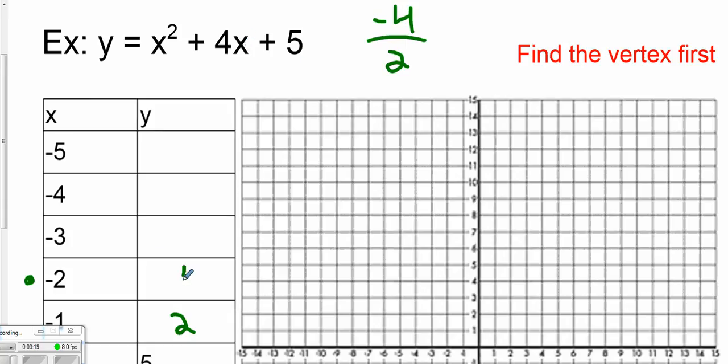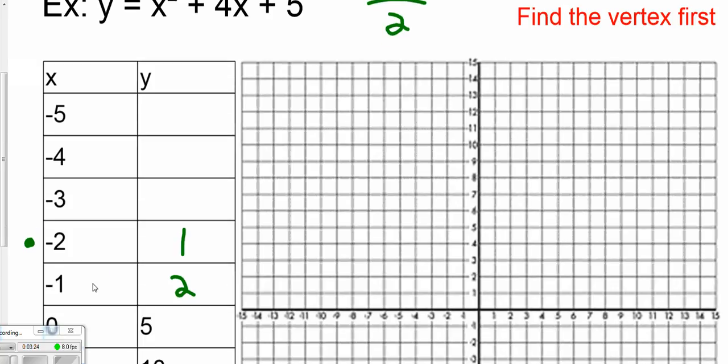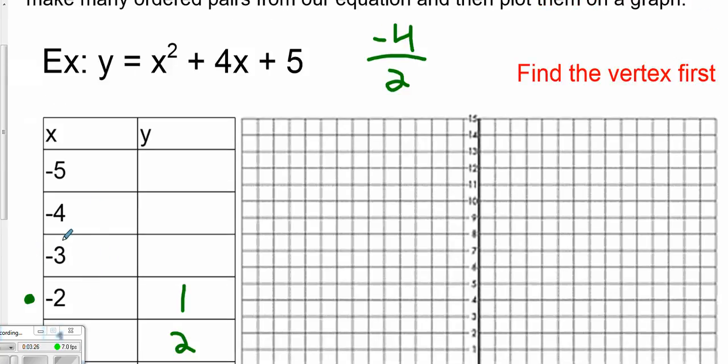Plus 5 is 1. Now, if this is our vertex, remember there's symmetry around the vertex. So let's just check one more time here. Negative 3 squared is 9. 4 times negative 3 is negative 12. 9 plus negative 12 is negative 3. Negative 3 plus 5 should be 2.